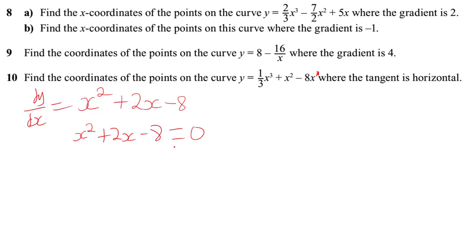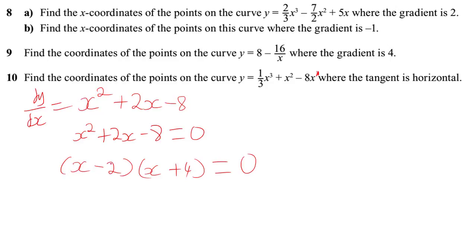Now, once we've done this, we can solve this by factorizing, or we can use the quadratic equation. Sometimes you're going to end up with an equation or a function that you can't factorize, but we can try. So thinking about two numbers that multiply to get negative 8, but if I add them I get 2, it's going to be negative 2 and positive 4.